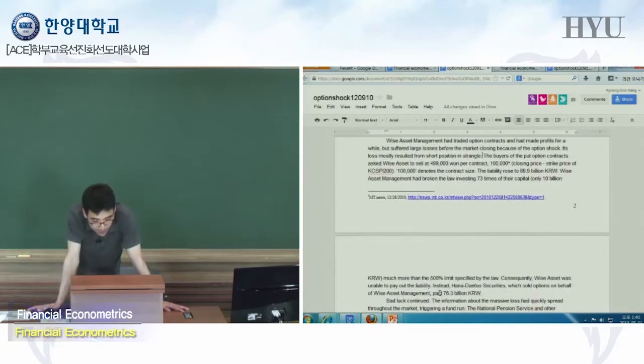Okay. And actually it is 7,300% of their capital, and in regulation firms can only invest 5 times their capital. So that's 73 times their capital, which is much more than the 5 times limit specified by the law. Consequently, YG Asset was unable to pay out the liability.